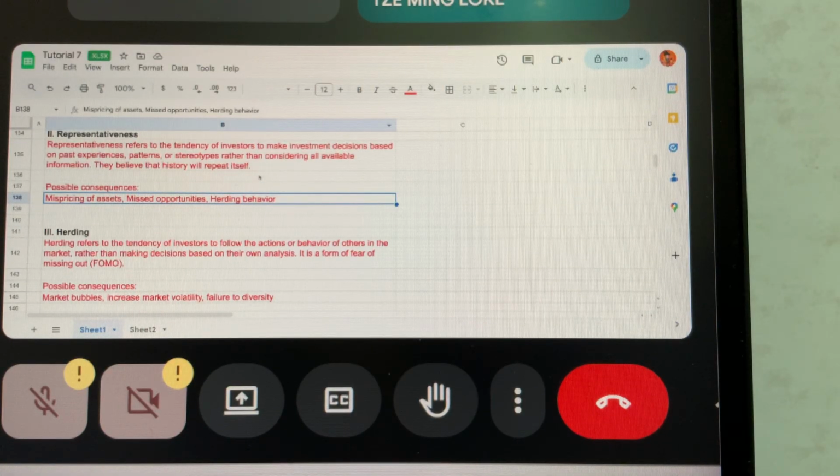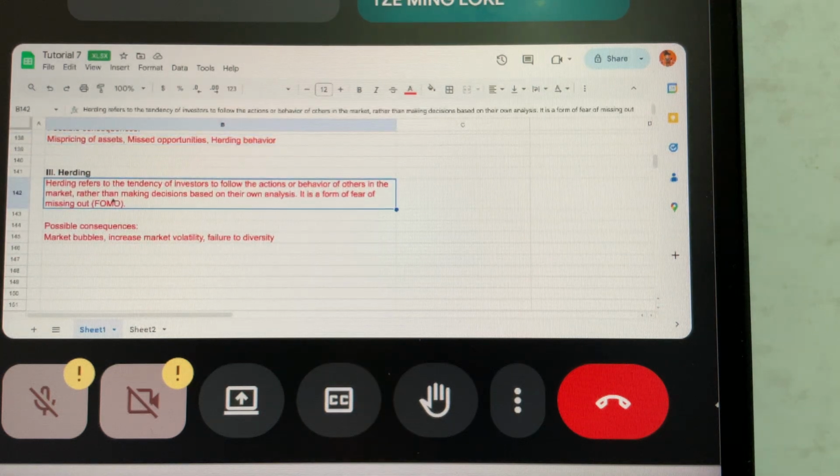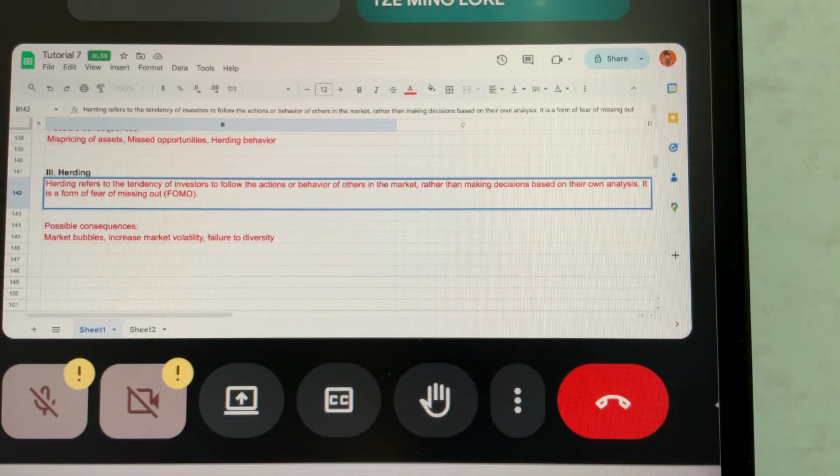Next one, herding. Herding refers to a tendency of investors to follow actions and behavior of others rather than making their own decisions. Basically, what is happening is we call it FOMO, fear of missing out. They are just afraid that when everybody makes money, they don't make money. So if everybody is buying, they will buy.